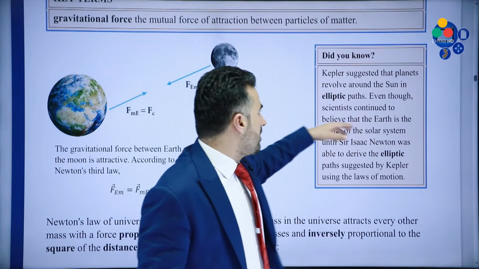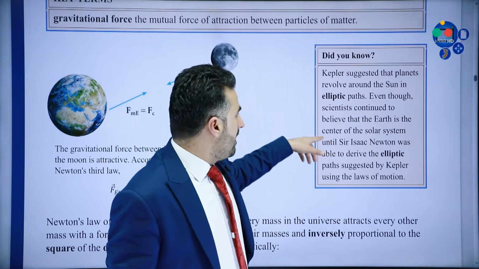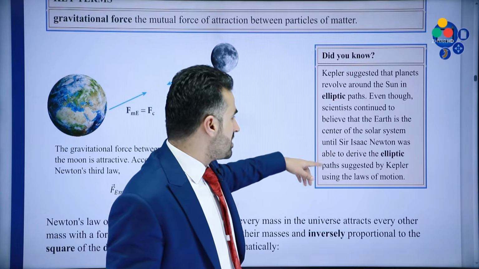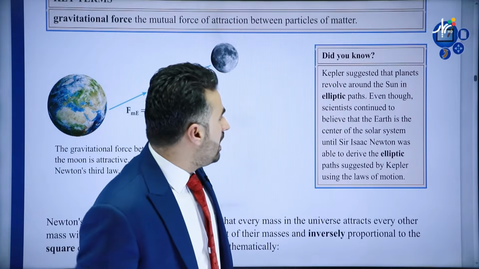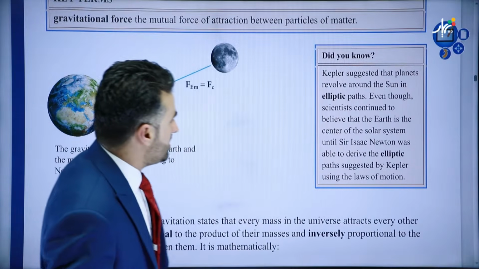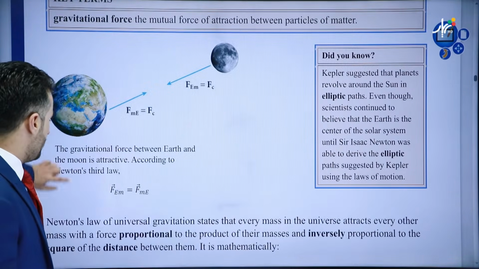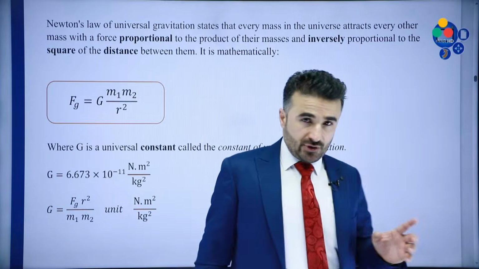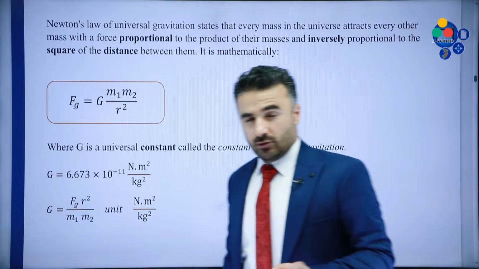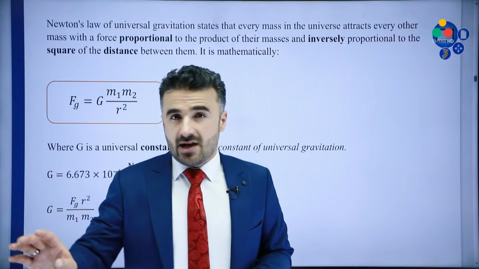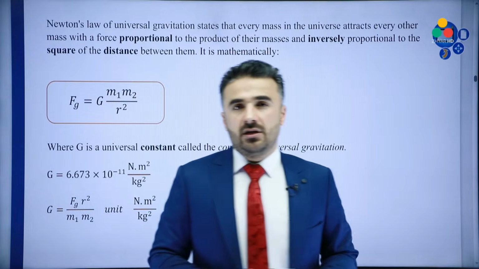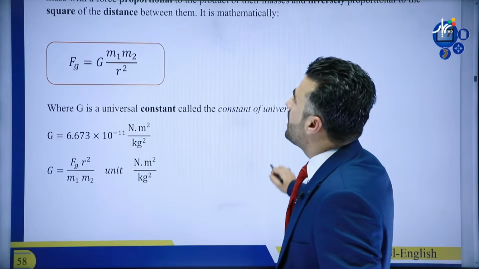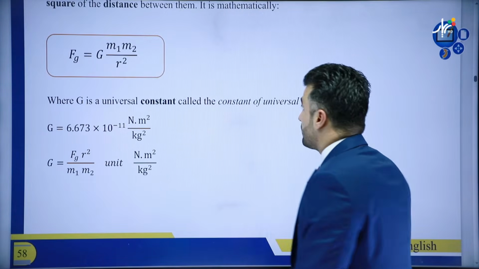Even so, scientists continued to believe that Earth was the center of the solar system until Sir Isaac Newton was able to derive the elliptical path suggested by Kepler using the laws of motion. So remember this: gravitational force is directly proportional to the product of the two masses and inversely proportional to the square of the distance between the two. That is the force of gravity.